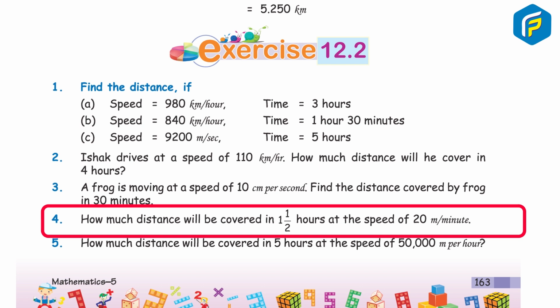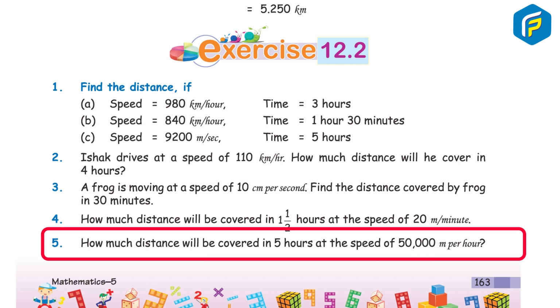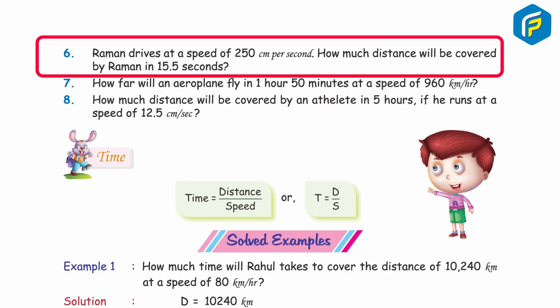Question 4. How much distance will he cover in 1 upon 2 hours at a speed of 20 meter per minute? Answer 1800.36 meters. Question 5. How much distance will he cover in 5 hours at the speed of 50,000 meters per hour? Answer 250 kilometers. Question 6. Raman drives at a speed of 250 cm per second. How much distance will be covered by Raman in 15.5 seconds?